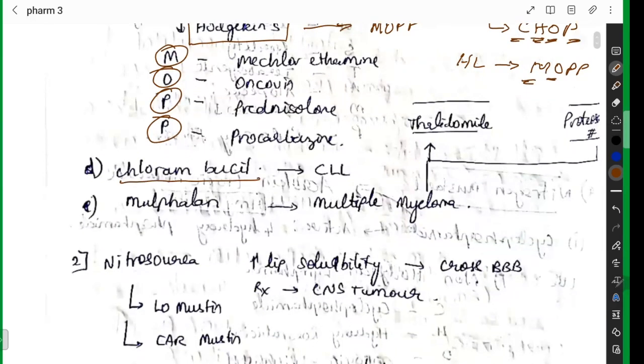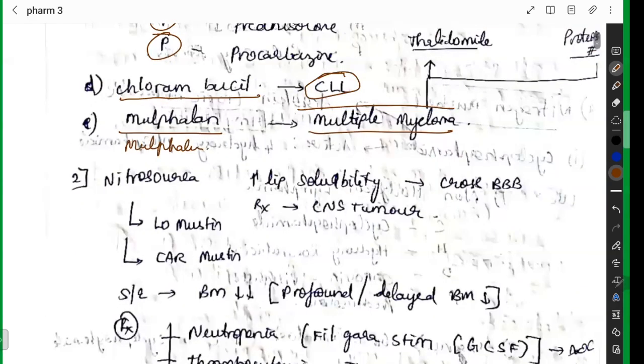Chlorambucil is used in CLL. So, in chronic lymphocytic leukemia, you will go for the drug called chlorambucil. Okay, next is going to be melphalan. Melphalan is a drug which you use for multiple myeloma. In multiple myeloma, what is the drug of choice? Melphalan. Is it clear? In multiple myeloma, you're going to go for melphalan.